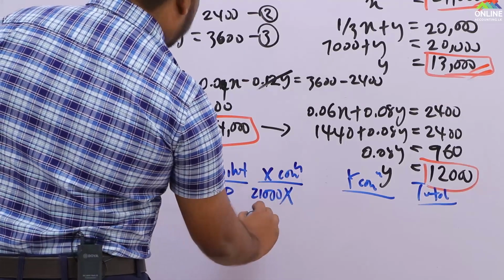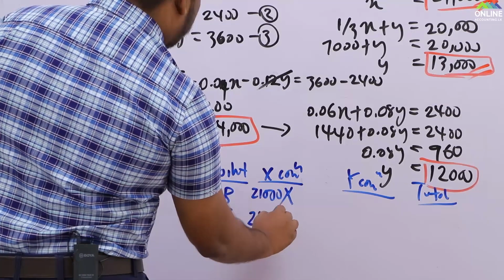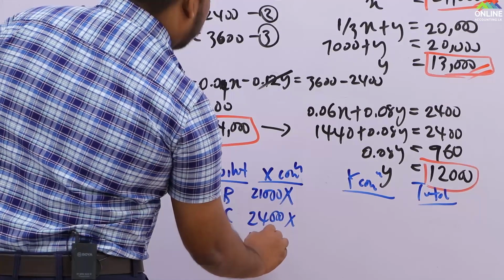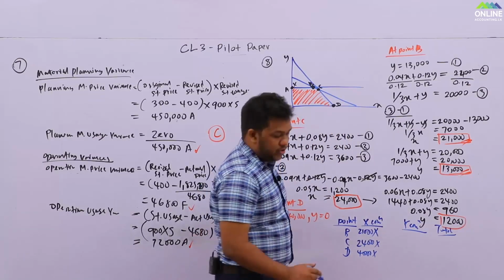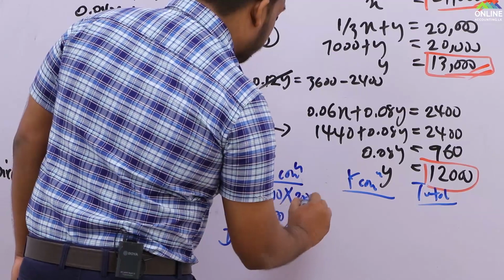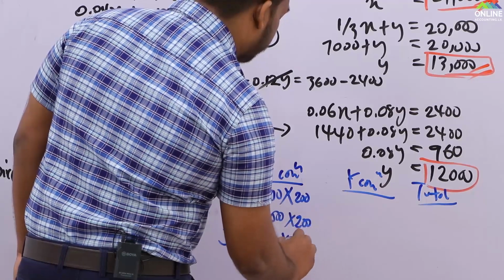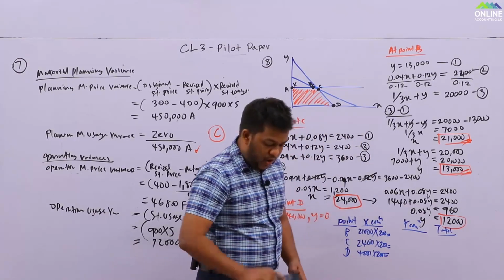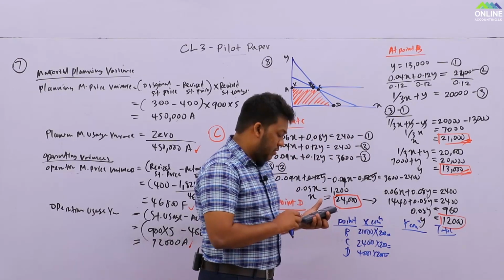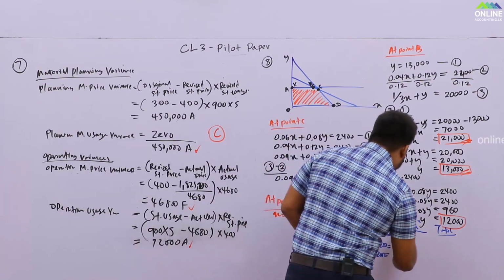21,000 into here, 24,000 into here, 40,000. 40,000 into how much? What is the contribution per unit? It is 200. Here 21,000 into 200, that is 4.2 million.